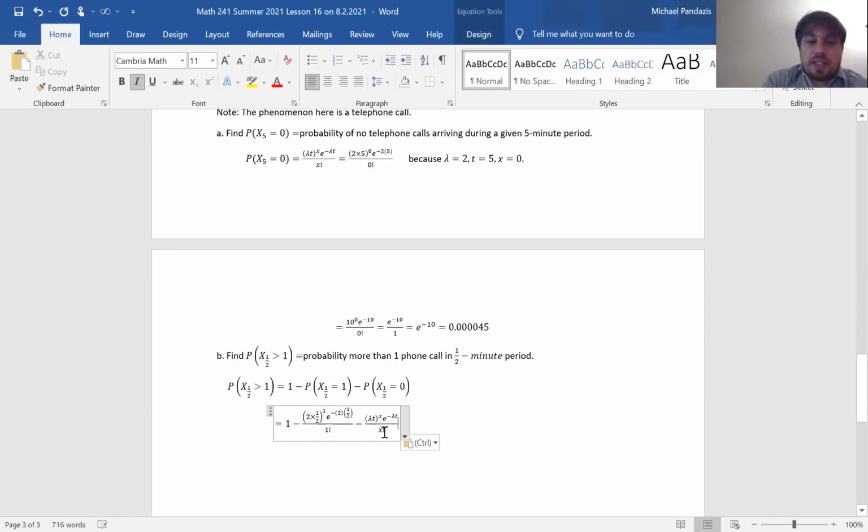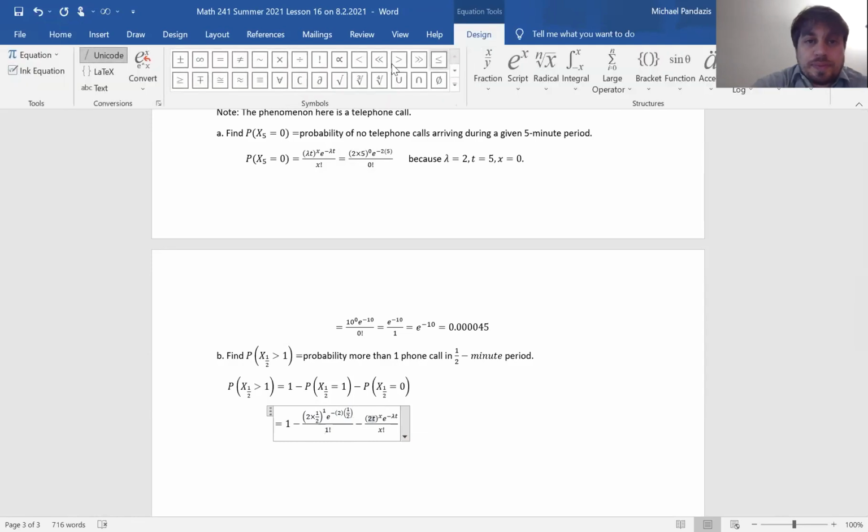Then you subtract the value where P of X of 1/2 equals 0. Lambda is equal to 2. T is still 1/2 because it's a 1/2 minute time period. X is now 0, because we're looking at the probability of zero occurrences of the phenomenon. X is the number of occurrences of the phenomenon. Lambda is 2, t is 1/2.